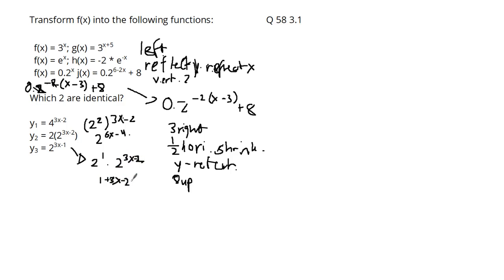And 1 plus minus 2 is just minus 1. So 2 to the 3x minus 1. And then, oh, you see, y3 is 2 to the 3x minus 1. Same thing as y2. If you simplify this y2, you have 2 to the 3x minus 1. So these two are equal to each other. And that's it. Now let's do 58 in 3.1.